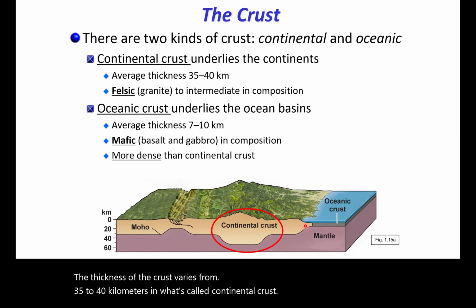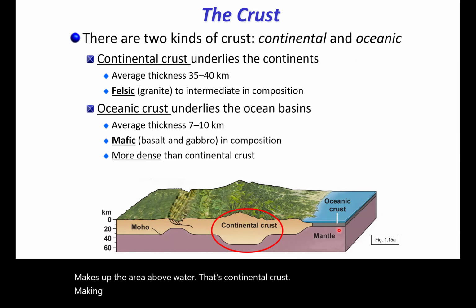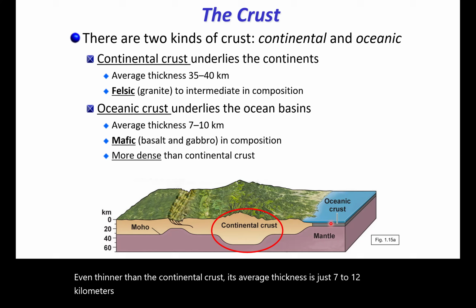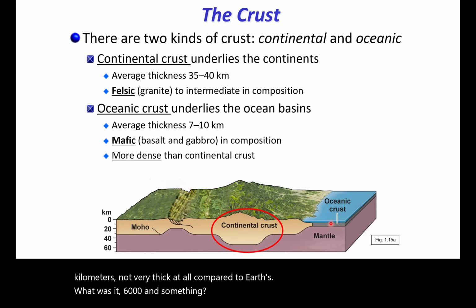Continental crust is where the land is, making up the area above water. That's continental crust, making up the continents. The oceanic crust, on the other hand, is thinner, even thinner than the continental crust. Its average thickness is just 7 to 12 kilometers. Not very thick at all compared to Earth's, what was it, 6,000 and something kilometers. So very thin and very dense compared to continental crust.